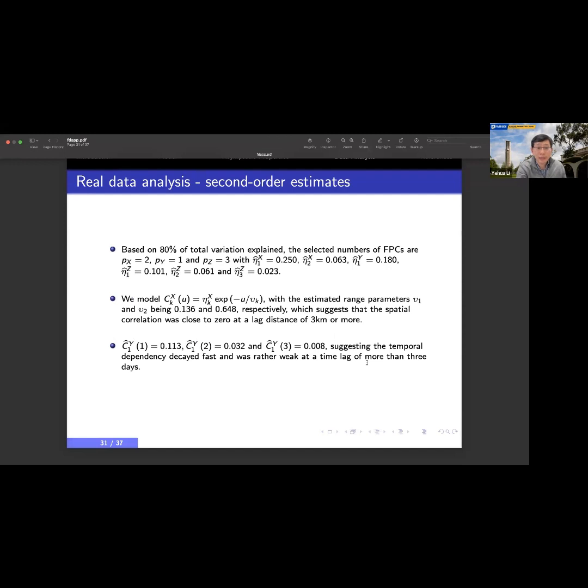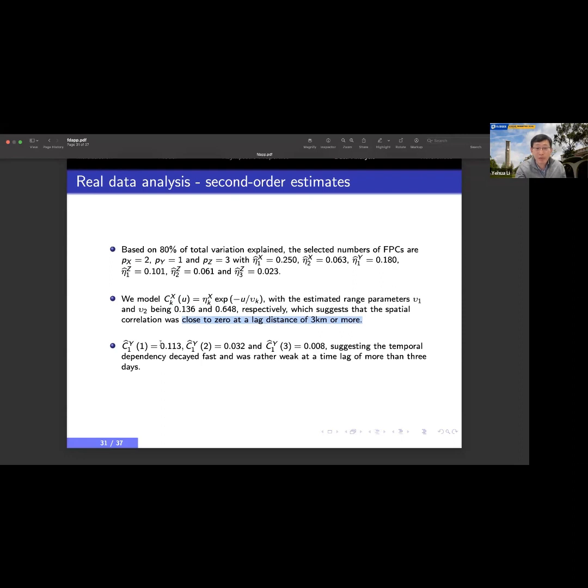Okay, we did a second order estimation to principal component of the latent random effect. Based on percentage of variation explained, we choose 2 effects for the X process, 1 effect for Y, 3 effects for Z. For the X process, we assume the spatial correlation is this exponential correlation structure. Based on the estimated range parameters, we concluded that the spatial correlation is close to 0 when 2 stations are 3 kilometers or more away from each other.